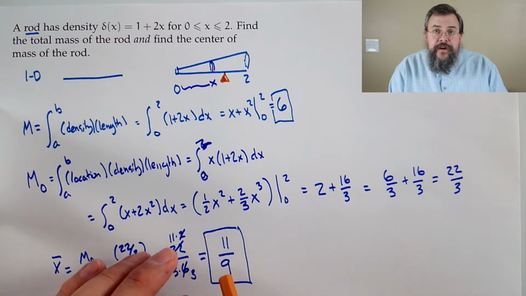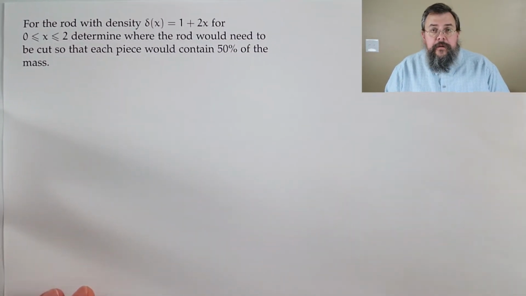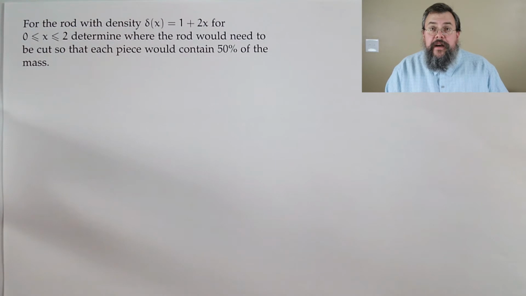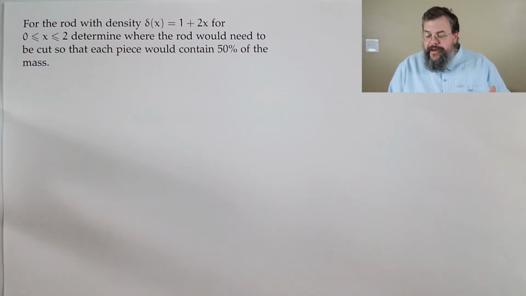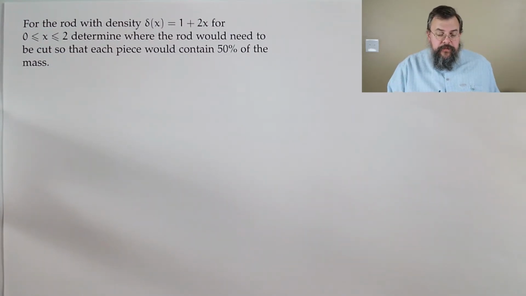Now remember this answer, because the next problem is going to be a little different. So, here we go. For the rod with density 1 plus 2x for 0 less than or equal to x less than or equal to 2, determine where the rod would need to be cut so that each piece would contain 50% of the mass. All right, now, interesting. What do we know? So if you've done the previous problem, so I'm going to assume that you've done the previous problem, we've actually done some of the computation that we need.